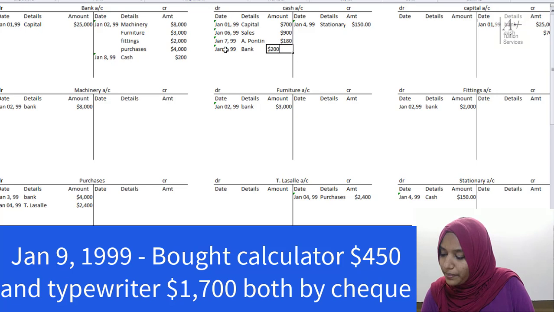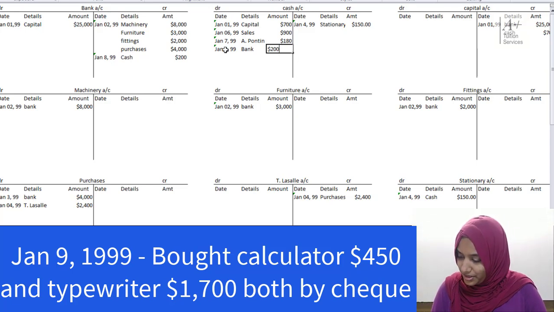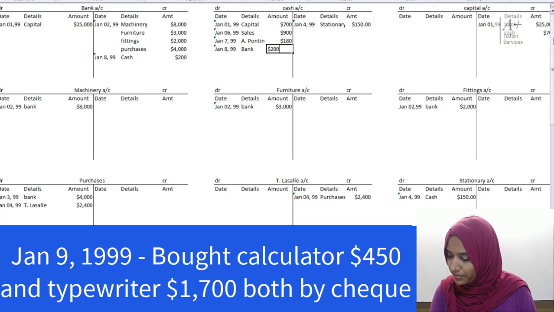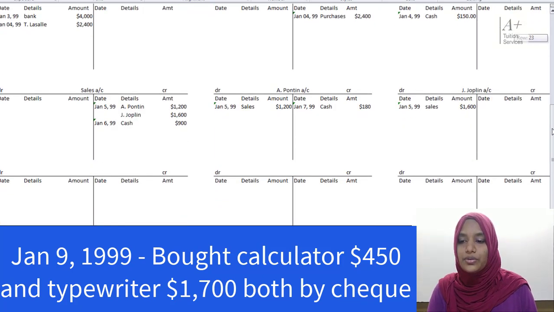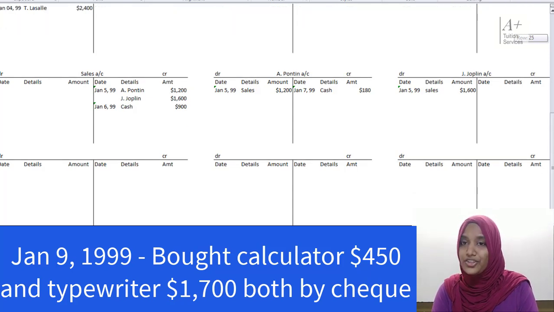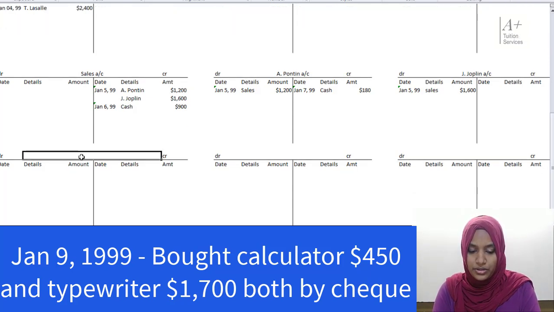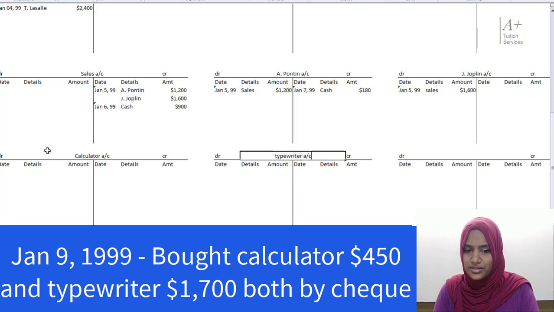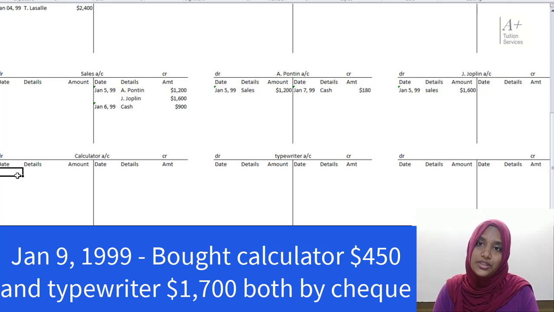So now we have bought calculator for $450 and typewriter $1,700, both by check. So we don't have a calculator account or a typewriter account. So those are the 2 new accounts we have to open now, because they say by check and we have to use the same bank account from before. So we go in calculator account, and typewriter account. It could get frustrating, but if you're real good at it, these things shouldn't take you long. And the calculator account will be increasing, and the bank account will be losing, as we did with the furniture and fittings from before.